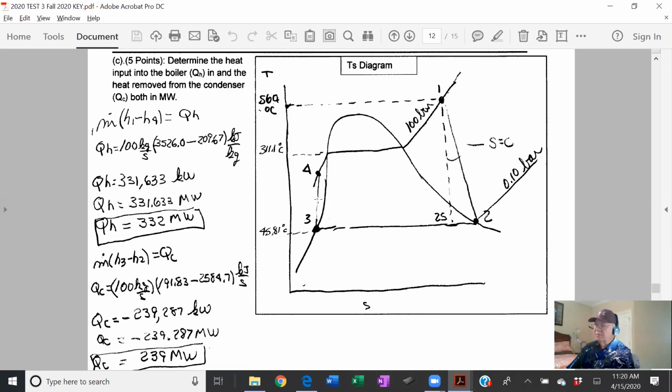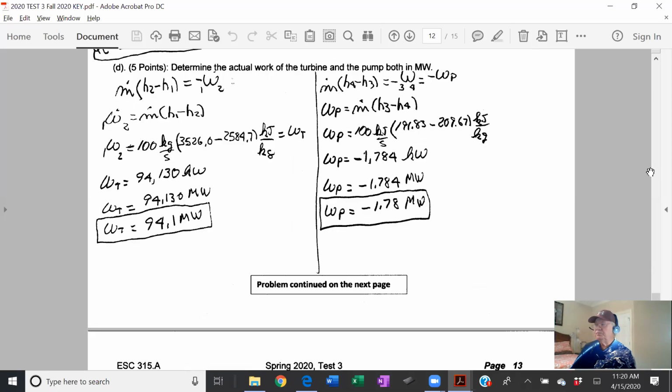And pumping it up to this high pressure here, like I say, this is a short line, but it's a lot of pressure increase going from 0.1 bar to 100 bar. This is the isentropic pumping action. The actual pumping action would be that the entropy would be increased. It'd come along in here. I didn't ask you to calculate that.